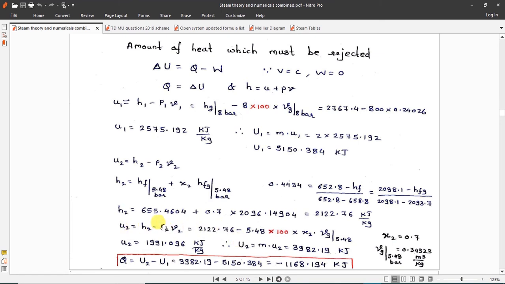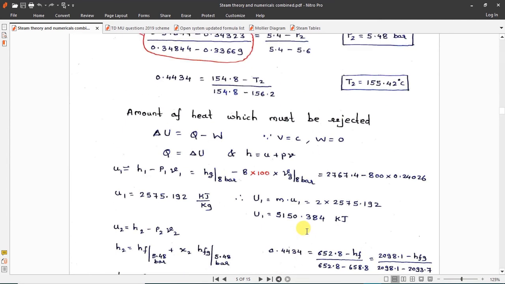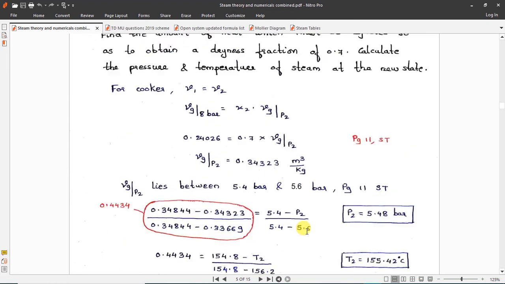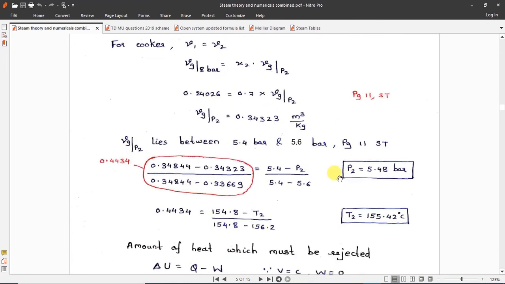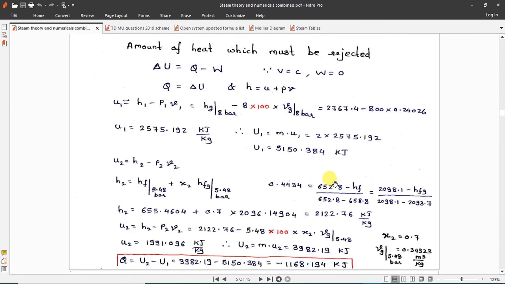Now again, you have to be careful. What is P2? 5.48 bar, convert this into kilopascal. So 5.48 into 100 multiplied by what is V2? X Vg. So X2 into Vg will be, X2 is given in the question. X2 is 0.7. So 0.7 into the Vg value is this one. So you will get U2. Now again, this is specific internal energy, kilojoule per kg. Multiply it with the given mass of steam, 2 kg. You will get capital U2.